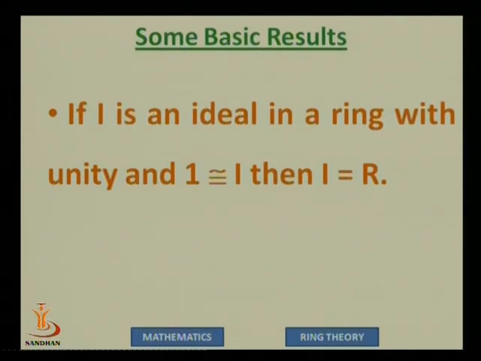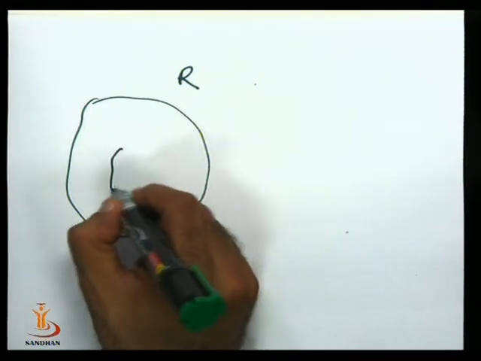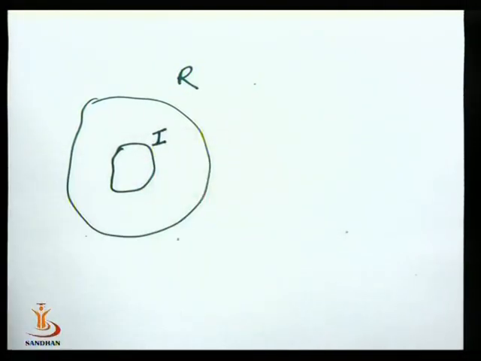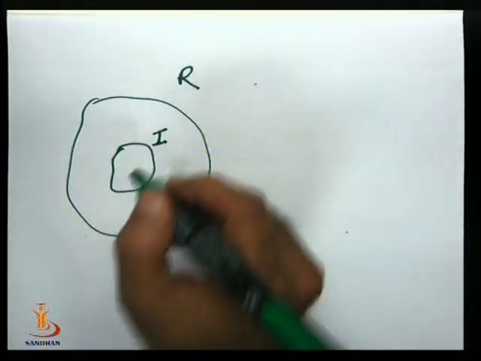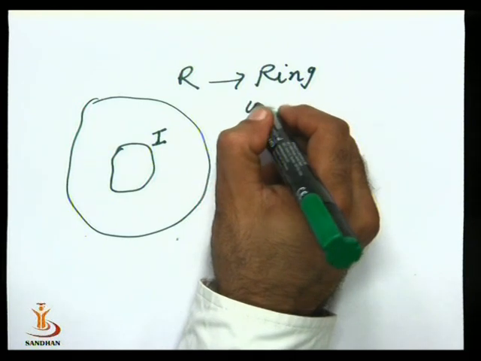Okay, and this is once again a very sparkling example. Suppose I is an ideal and the ring has unity element 1. Then we see two cases. Again, here suppose R is a ring, I is an ideal, and suppose R is a ring with unity.